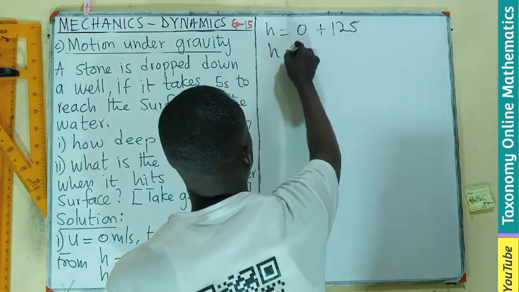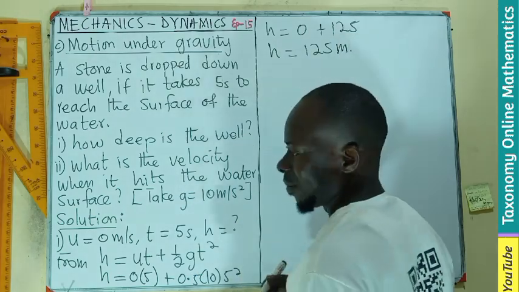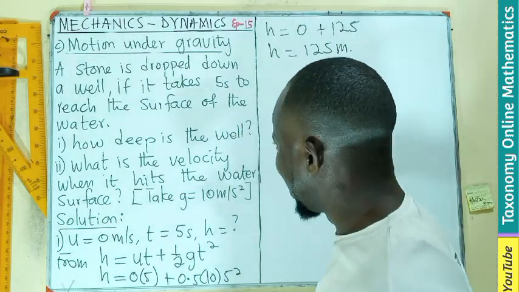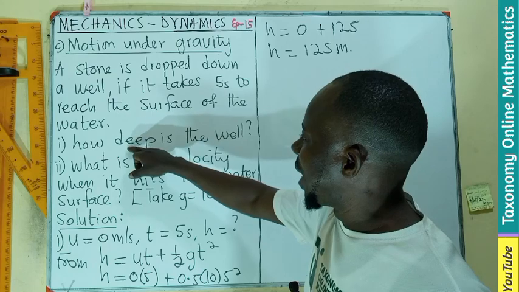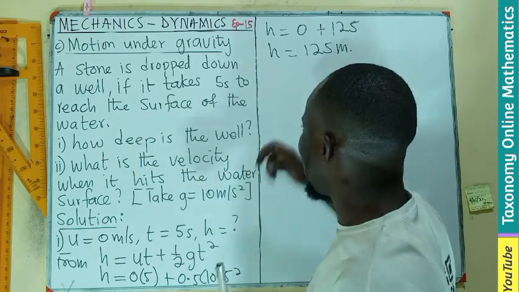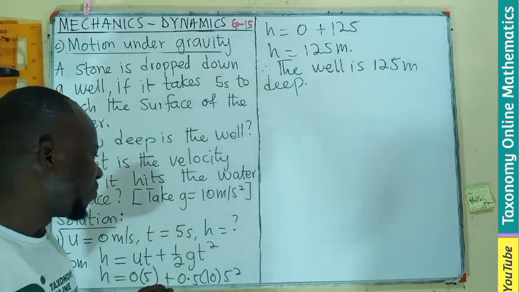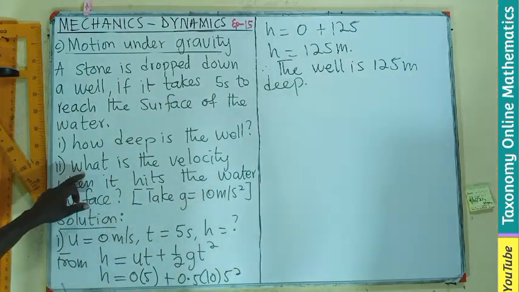So the height becomes 125 meters. The height tells us how deep the well is. Therefore, the well is 125 meters deep for the first part.